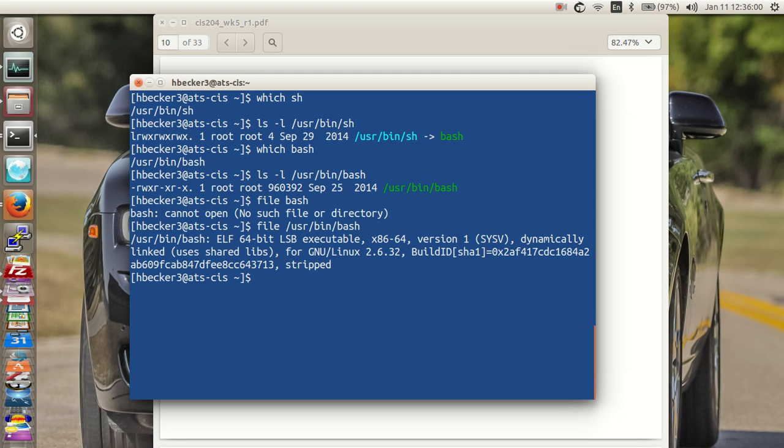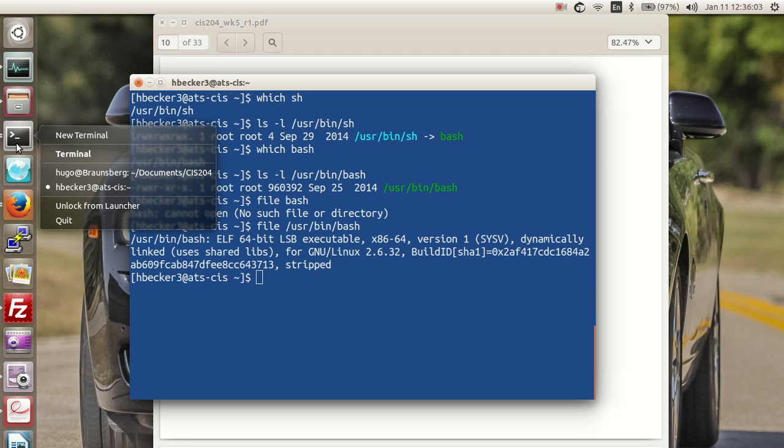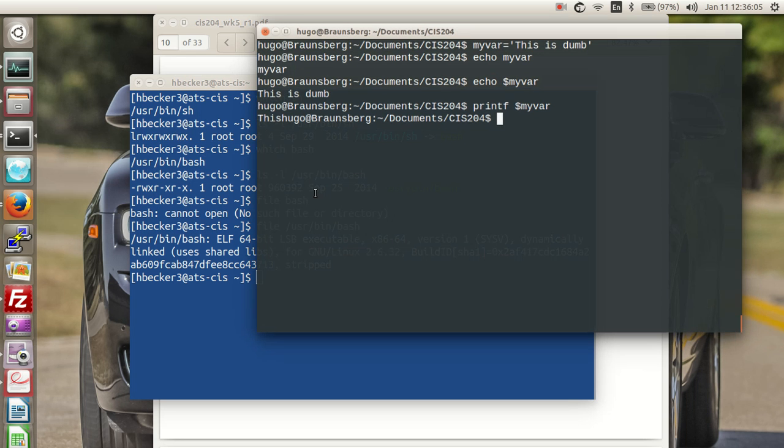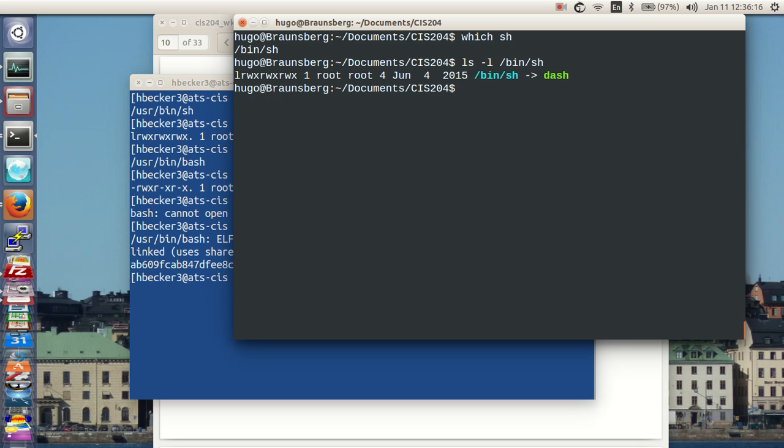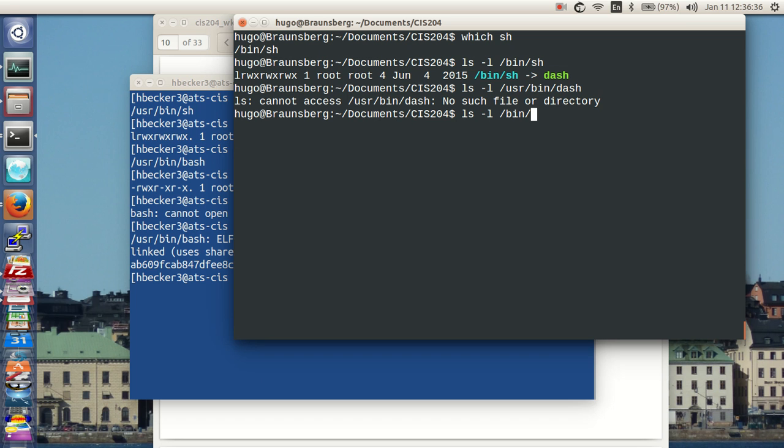So now what happens when I issue that in Ubuntu? Which sh? /bin/sh. Okay, ls -l /bin/sh, right? Notice, shells are kept in /usr/bin in CentOS and in /bin in Ubuntu. Okay, ls -l /usr/bin. Let's see what happens when I try /usr/bin/dash. No such file or directory, so it is in /bin/dash. Okay. File /bin/dash.